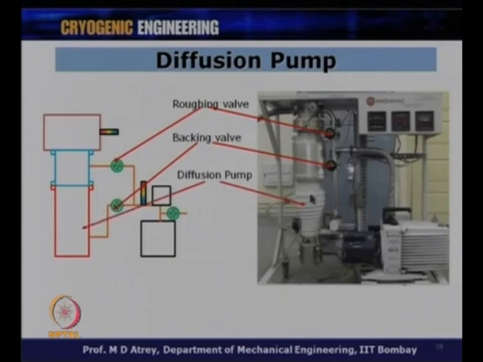And you can see the diffusion pump, and this is the cooling coil, and you have oil and a heater at the bottom over here. All right. So, one can understand the entire working of a diffusion pump from this, and you have a rotary pump over here. This will make you understand the working of a diffusion pump completely.